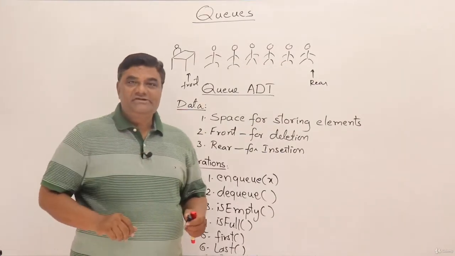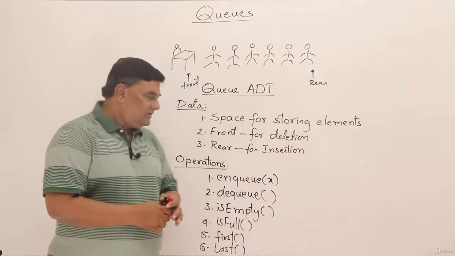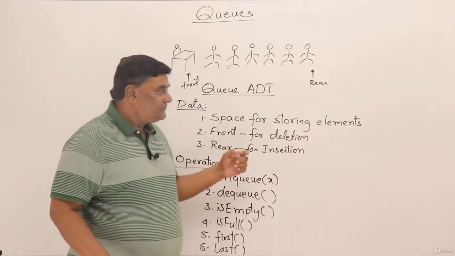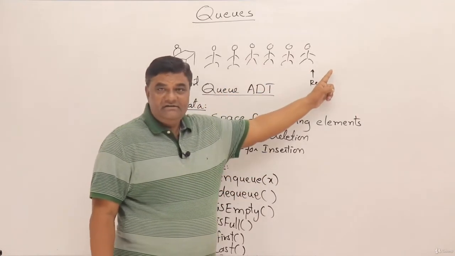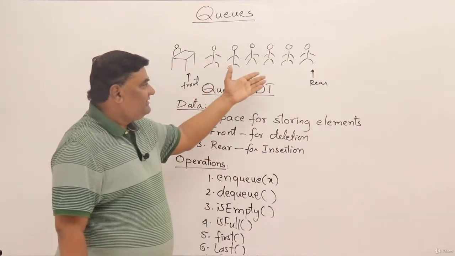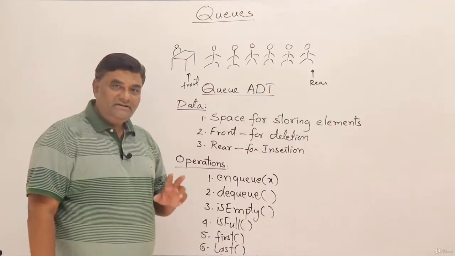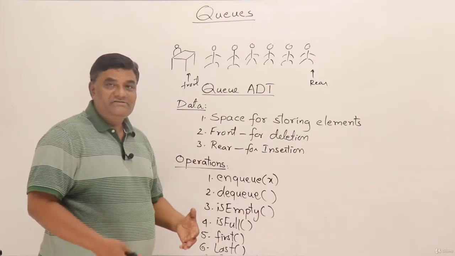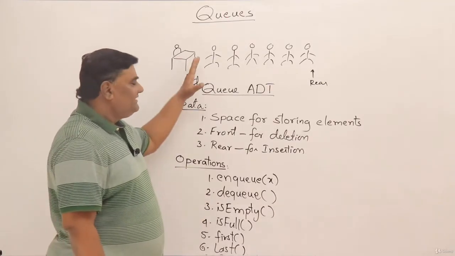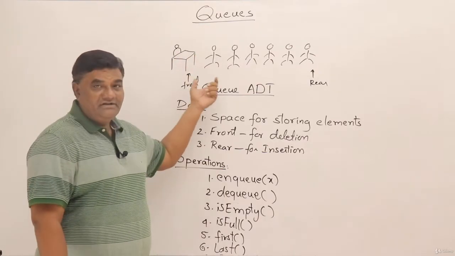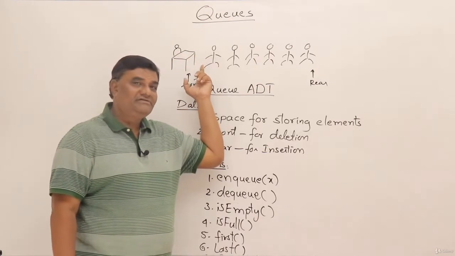Now let us look at the operations on a queue. The first operation is enqueue. Enqueue means inserting an element in a queue. So insertion is done from the rear end. Like if a person wants to stand in a queue, then he has to come and stand here at the rear end. Then the second operation is dequeue. Dequeue means deleting an element. Deleting an element is done from the front end. It means if a person has to leave a queue, then he should go out from here once his work has finished.